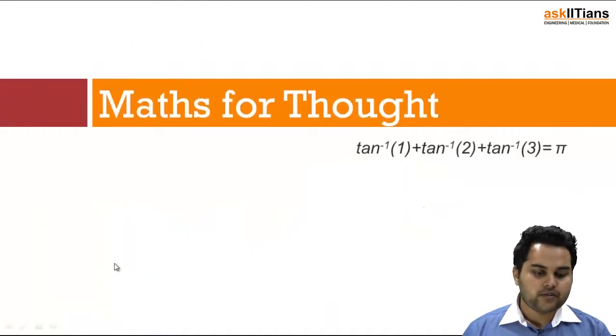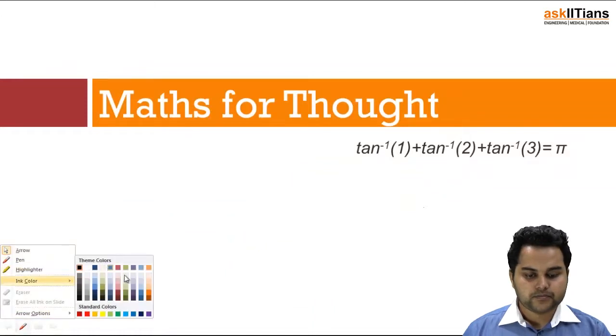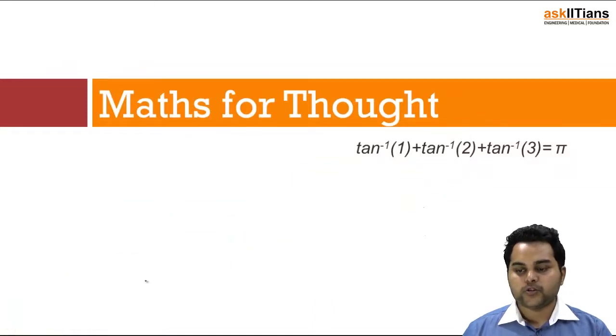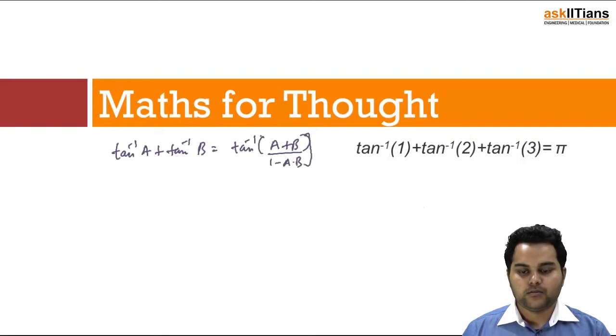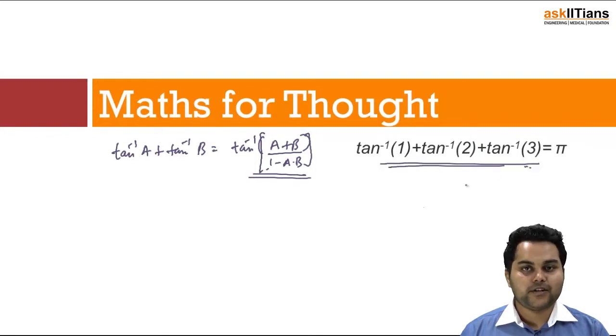Now let's have a fun fact. Tan inverse of 1 plus tan inverse of 2 plus tan inverse of 3 is equal to pi. Is it? Tan inverse of A plus tan inverse of B is equal to tan inverse of (A plus B) over (1 minus A into B). Please check for yourself whether it's true or not, and if it is, good luck then.